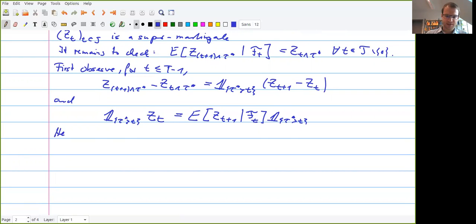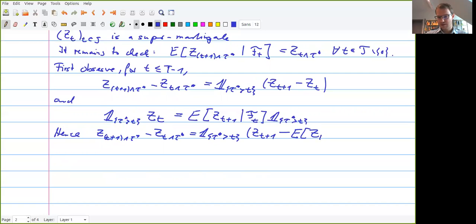So what do I get here? If I put everything together, the difference of Z at time t plus 1 minimum tau star minus Z at time t minimum tau star is nothing else than the indicator function of tau star being bigger than t, multiplied with the difference of Z at time t plus 1 minus, now I use the second identity, so I can write here the conditional expectation of that at t plus 1 conditioned on F_t. Okay.